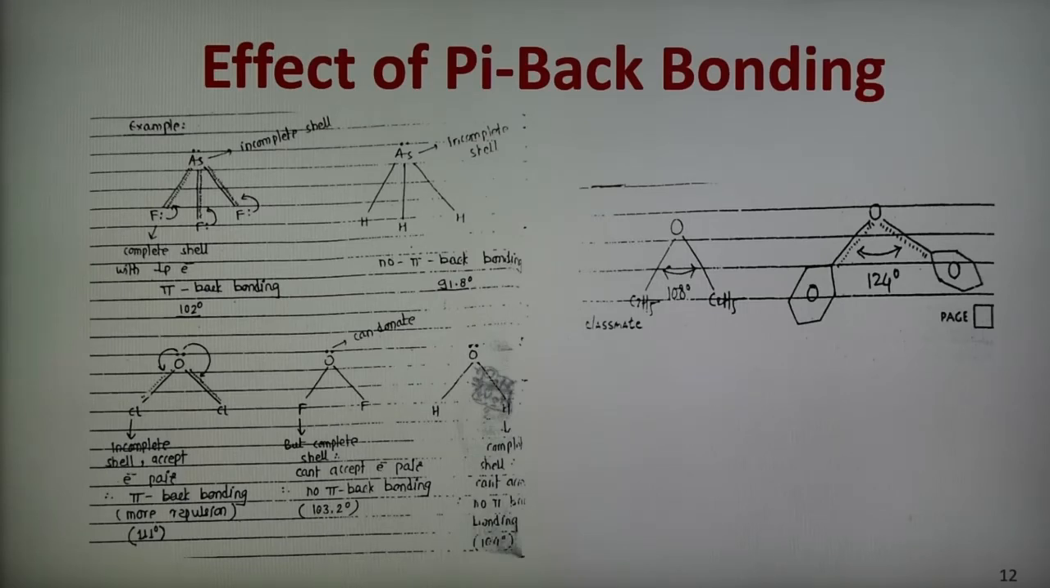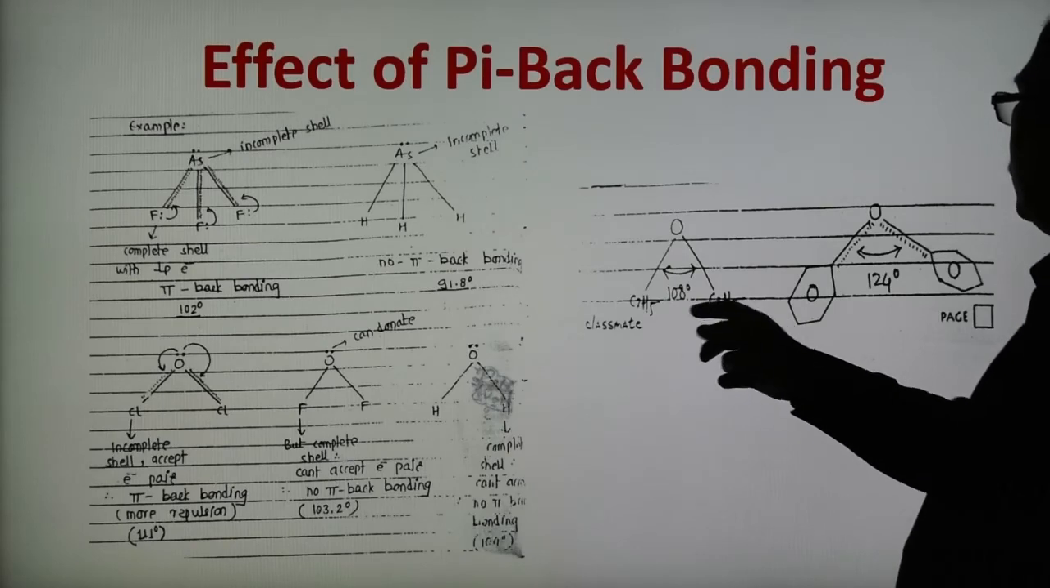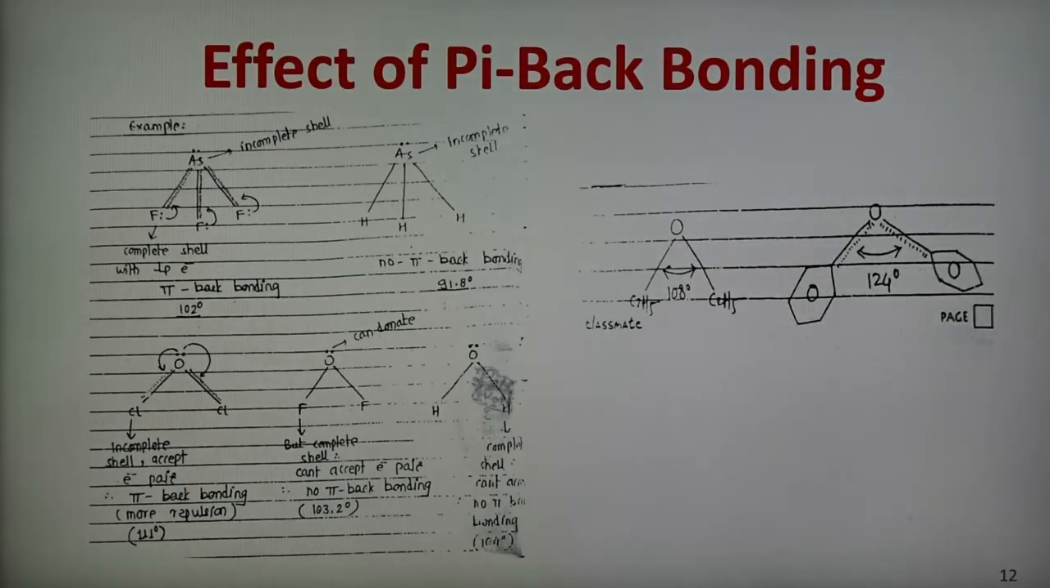Now one more example is here. The question is: why does diethyl ether have a bond angle of 108 degrees and diphenyl ether have a bond angle of 124 degrees? The example is shown here. Diphenyl ether has 124 degrees, diethyl ether has 108. So what is the reason? Here the question can be asked, and we can explain this on the basis of pi back bonding.